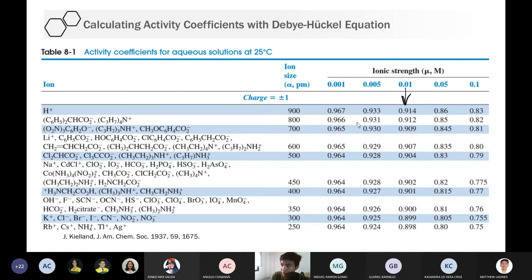As long as nasa pagitan siya ng 0.001 and 0.1. Anything beyond that, kailangan mo na gumamit ng the Debye-Hückel. Okay? Kung 0.5, gamit ka na ng the Debye-Hückel doon. 0.4, gamit ka na ng the Debye-Hückel. Pero as long as your values are within this range, 0.001 and 0.1, pwede mo magamit tong table na to.